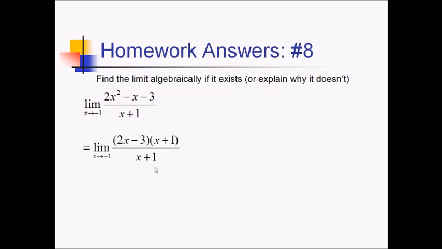All right, now that we've got that factored, we can cancel out the x plus 1s. So that just leaves us with limit as x approaches -1 of 2x minus 3. Plugging in -1, that's 2 times -1 minus 3, which is going to give us -5.